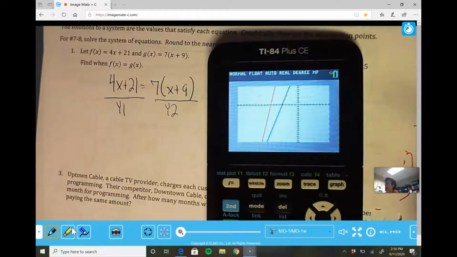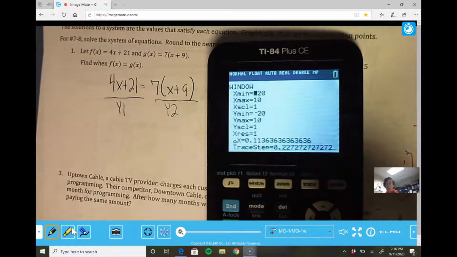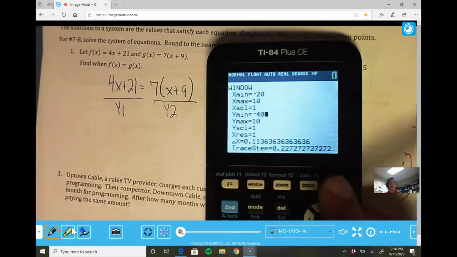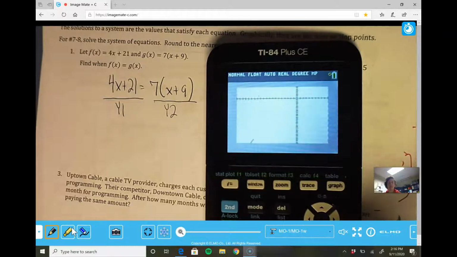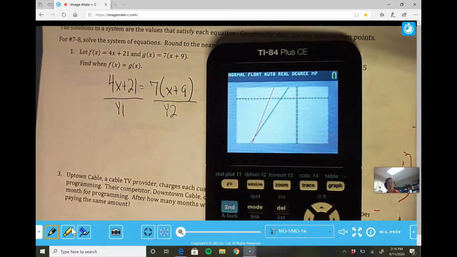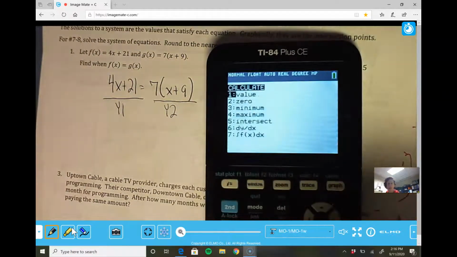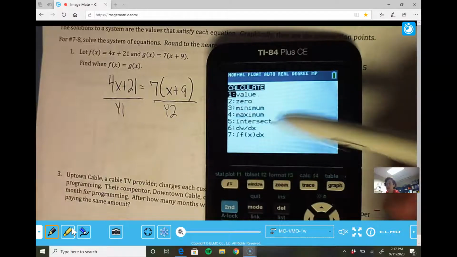Okay, I'm close. I just actually need to go further down. So I'm going to go back to my window, and since I need to go down, I need to go to y, and I'm just going to really change it to negative 40. I'm not going to bother with negative 30. So I'm going to hit graph, and some of these graph slower than others. Sorry if yours graph slow. All right, great. I can see that point of intersection. That's all I need. So now to find that point of intersection, I'm going to hit second trace, and I'm going to go to intersect.